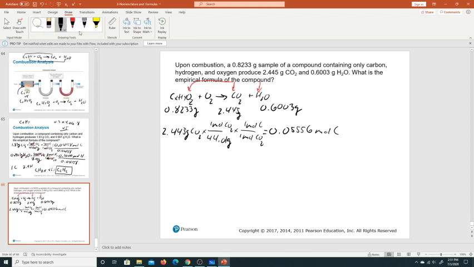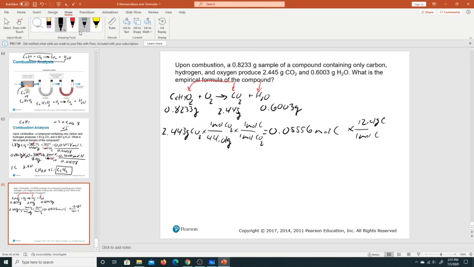Let's now convert this down to grams. We do that by multiplying by the molecular weight. So it'll be times 1 mole of C is 12.01 grams of C, because I had to figure out the number of grams of O. So in order to do that, I had to figure out how much of this 0.8233 grams original sample is carbon.